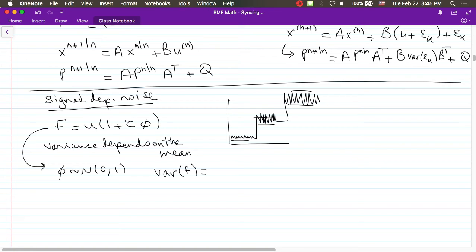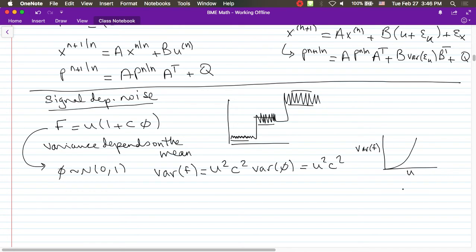The only random variable is phi. So variance of the right side of this is going to be u squared c squared times variance of phi, which is 1. So that's u squared c squared. So variance of force is increasing as the input u is increasing. It's going to look like this. This is signal-dependent noise. Input u, as it increases, makes the variance of this equation increase, as I've shown you here.